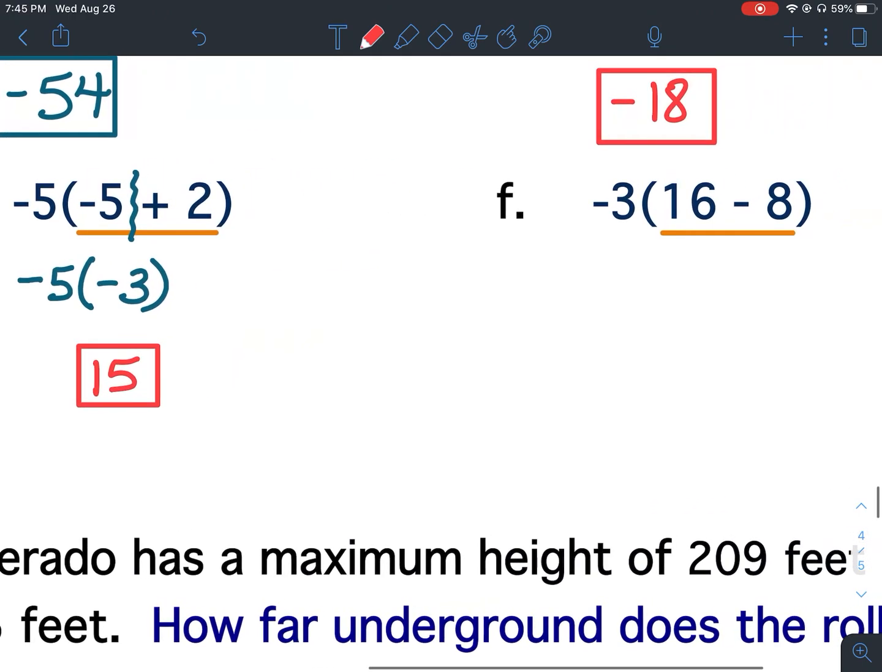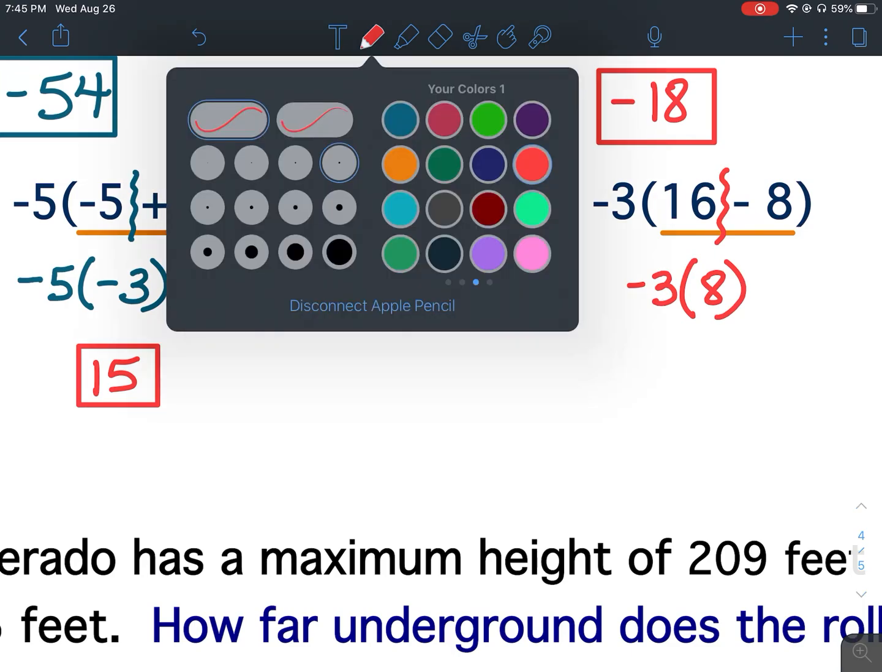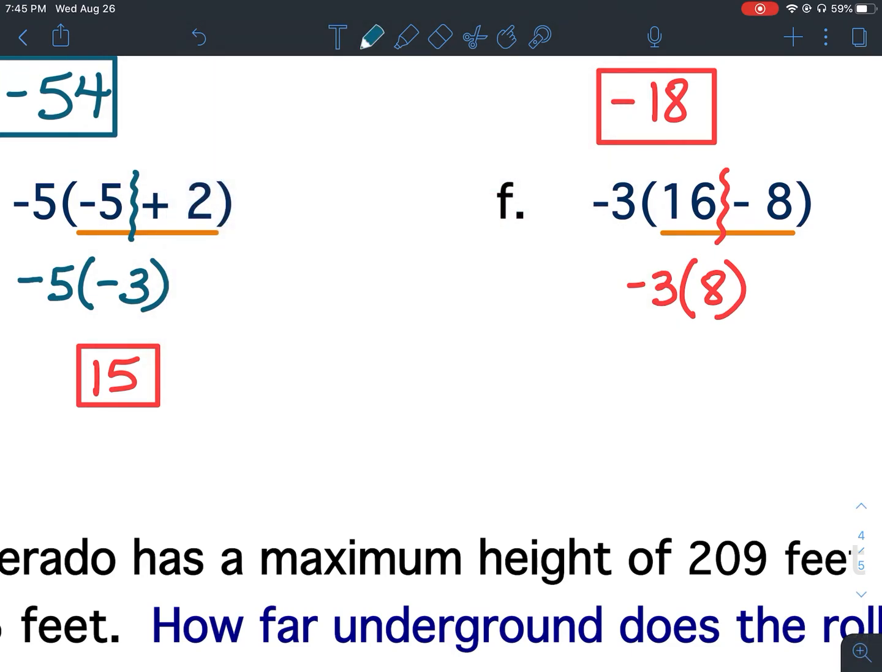And last, question F. I've got a positive 16 and a negative 8. That means I need to subtract and keep the sign of the larger number. 16 minus 8 is 8. 16 is the larger number, so it would be positive 8. After you do the addition and subtraction inside the parentheses, then I multiply. 3 times 8 is 24. And there's only one negative. That's an odd amount of negatives, so my answer will be negative.